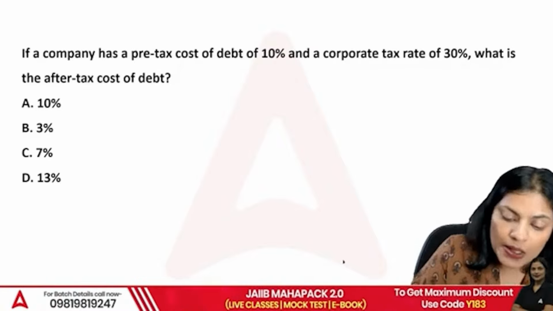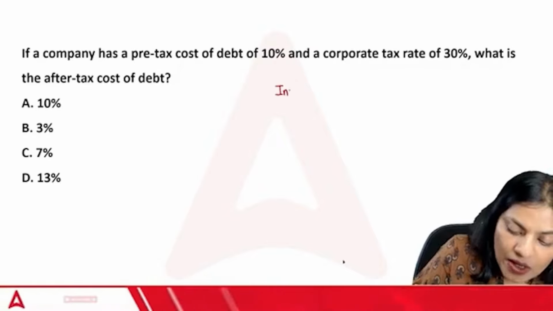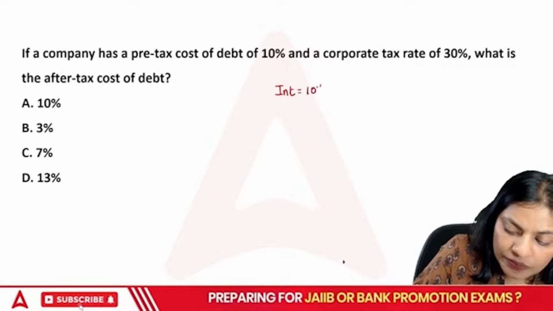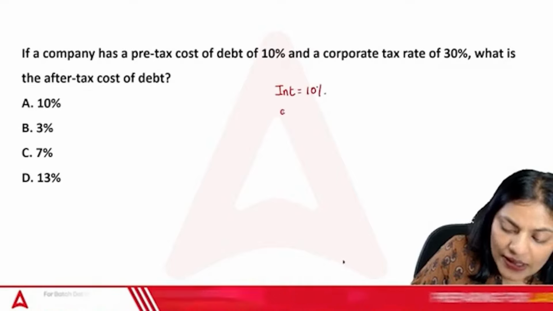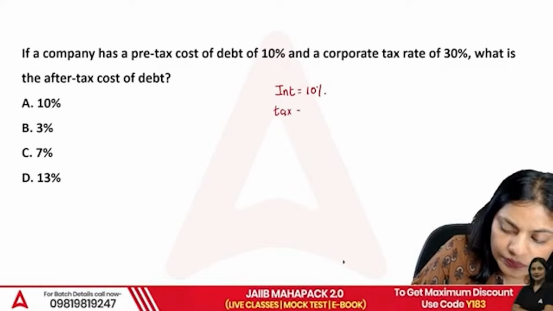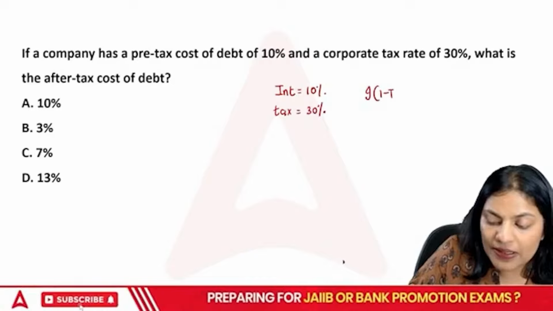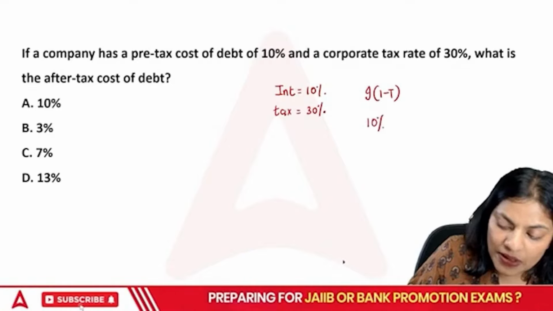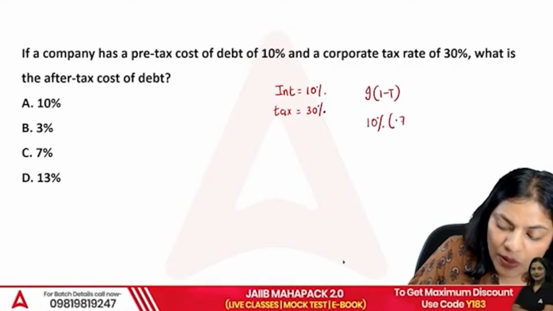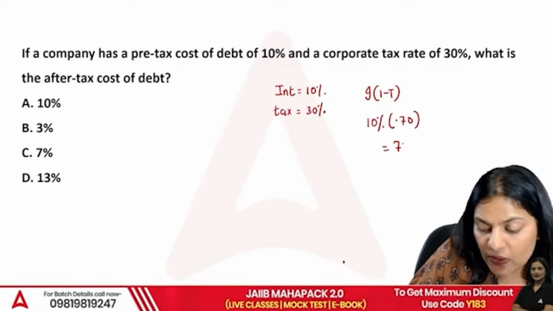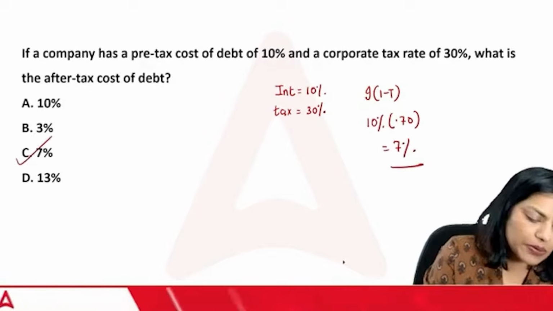Okay. So, the rate of interest is how much, or the cost is how much? 10%. How much is the tax rate? 30. The formula will be interest times (1 minus tax). So, my interest is 10%. 1 minus tax rate will be 0.70. That will make the effective rate of interest after tax 7%.